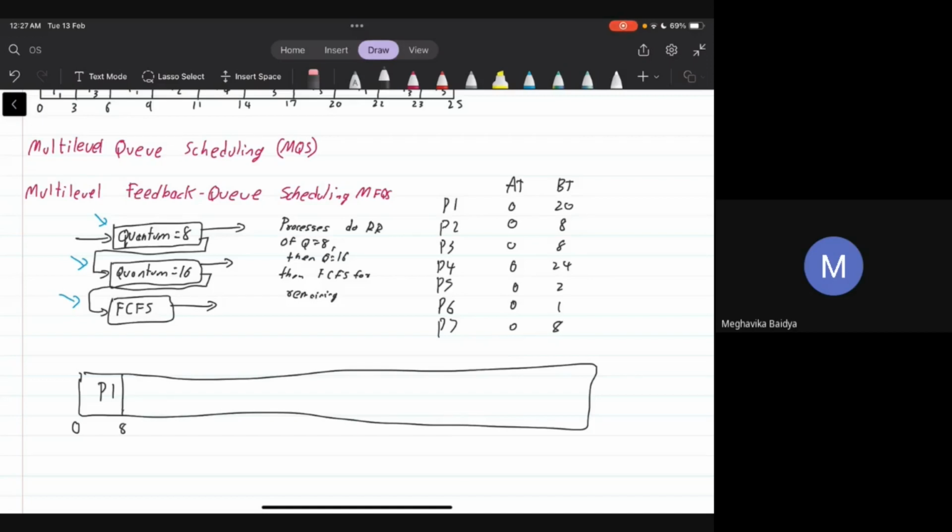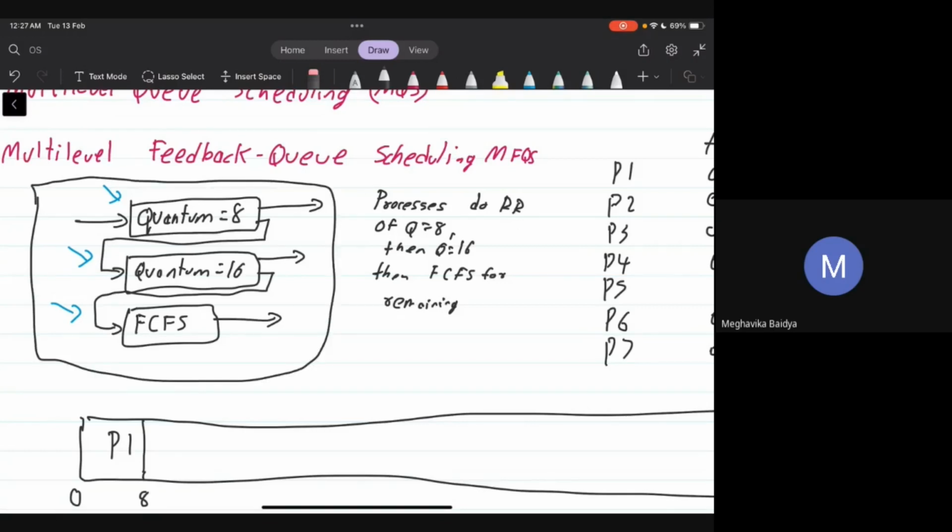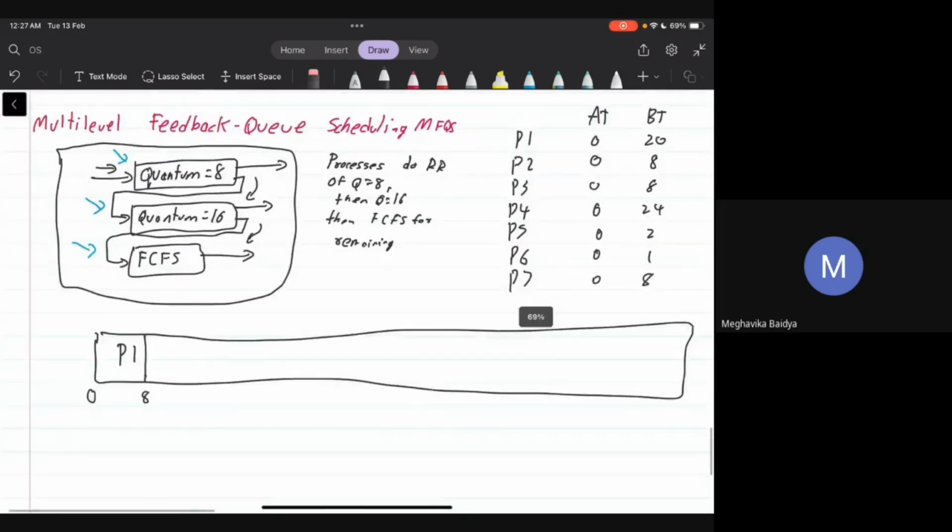How do you understand that you have to do quantum of 8 first and then quantum of 16? It will be specified. You see this diagram, right? Something like this will be given. It starts with the arrow of this first. Then, if it is not finished, it will go to 16. And even if 16 doesn't finish it, then it goes to FCFS. So I'll show you how that works.